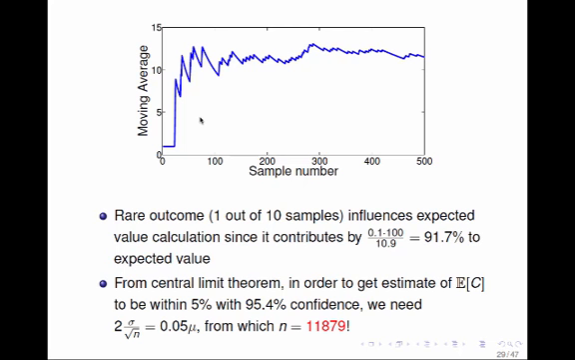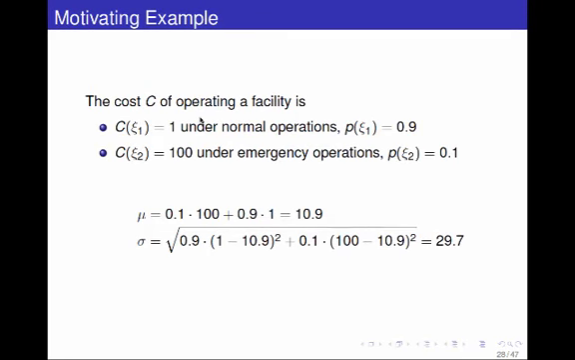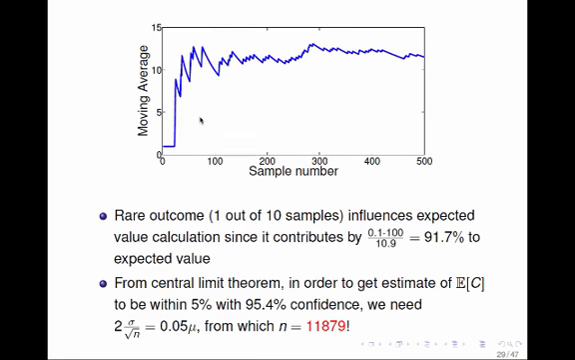What's characteristic about this simulation, about this approach, is that the rare outcome has an enormous impact on this average cost, right? It contributes 10 out of 10.9 to the average cost. But how many simulations do we need to observe it approximately? How many simulations do we need to observe the rare outcome? Approximately 10.